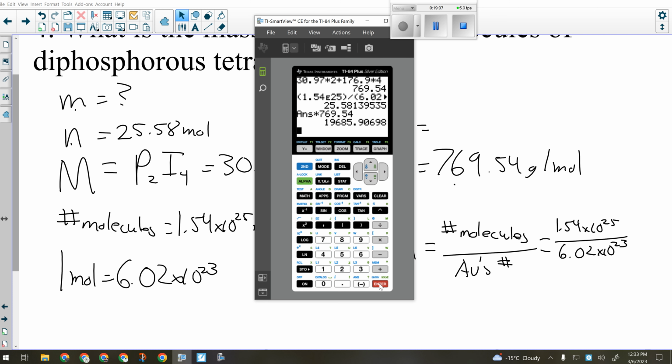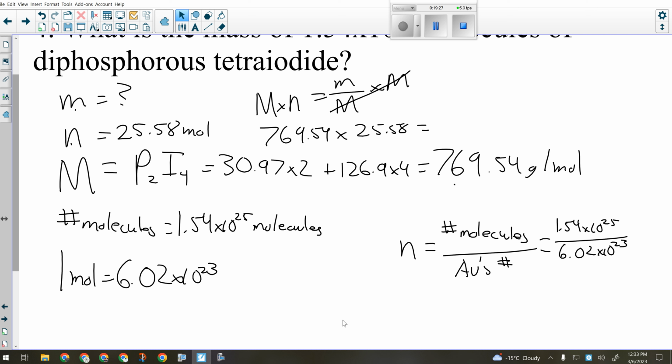Okay, is that a lot of grams? It is. It's like almost 20 kilograms of this stuff. But I have a lot of it. I have 25 and a half moles of it. It would have a big mass. Okay, so 19,685.9 grams. Okay. All right, there are only four ways I can ask you a mole equation question.